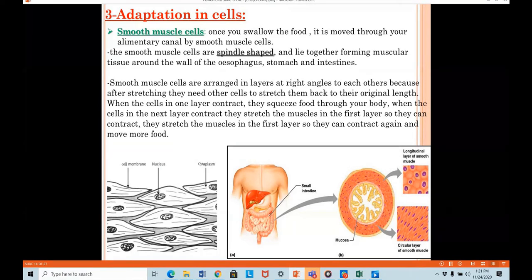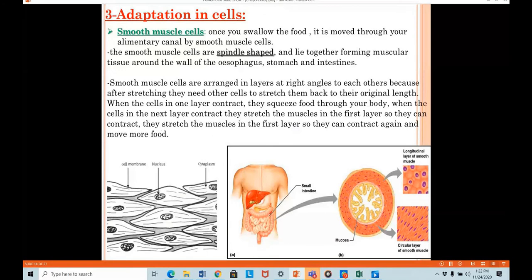The smooth muscle cells are arranged in layers at right angles to each other. So why right angles? Because they are spindle shaped, so they cannot be arranged evenly. So in order to put them together and make a tissue, they are arranged in this fashion. What does spindle shape mean? Like an oval? Oval and pointed at the corners, sweetie. Okay, so it is oval but not rounded in the corners. It is pointed in both the corners. That is the spindle shape.